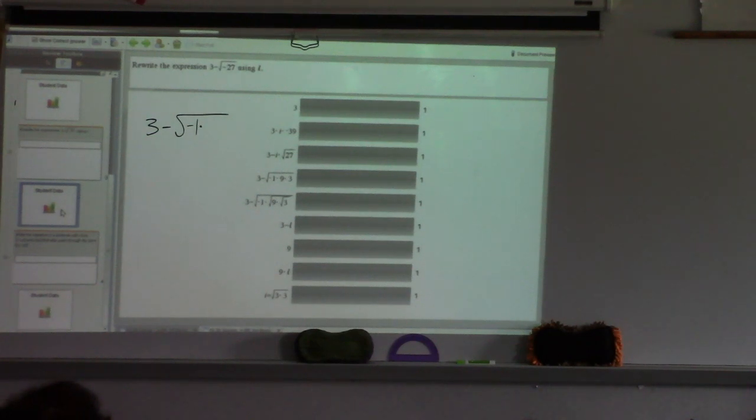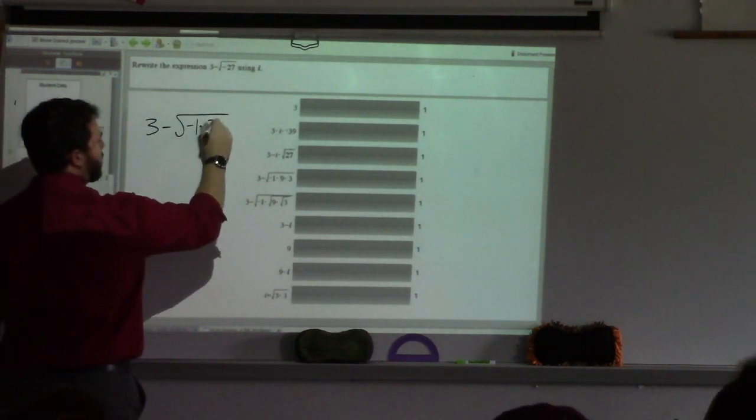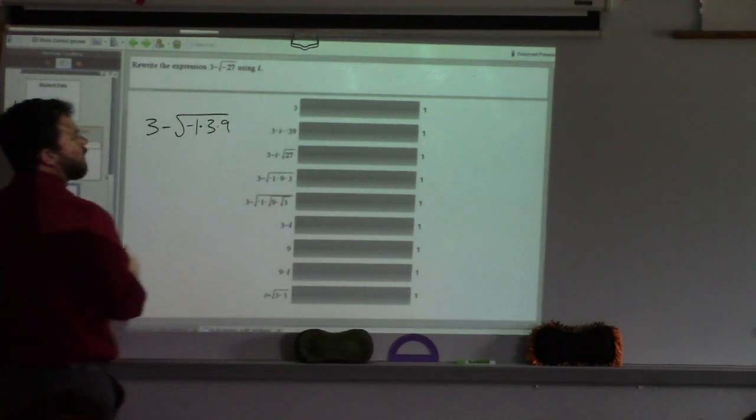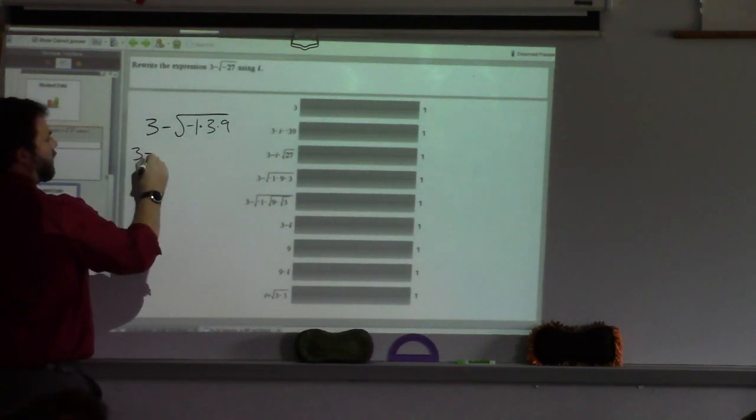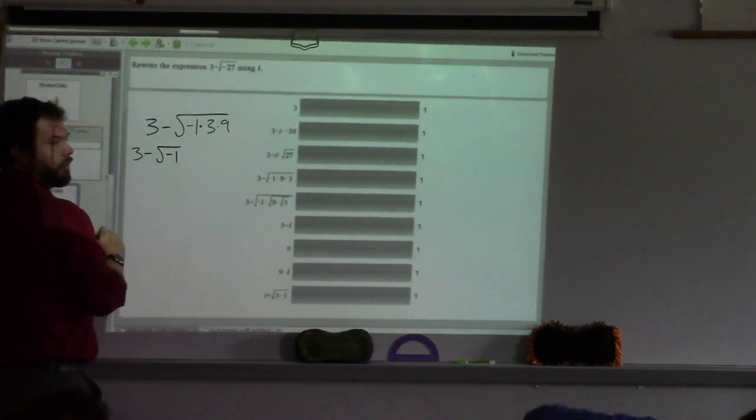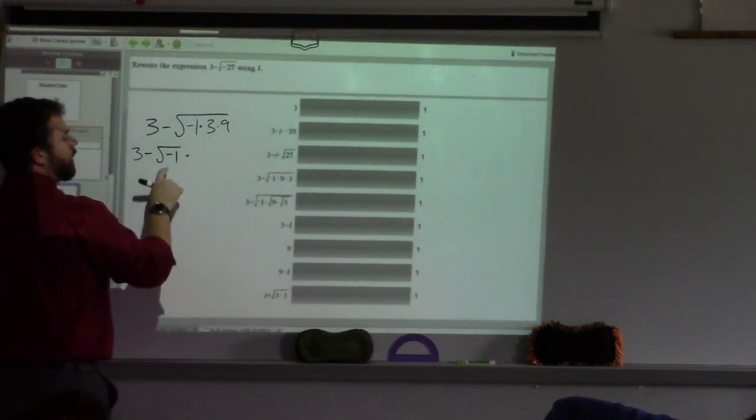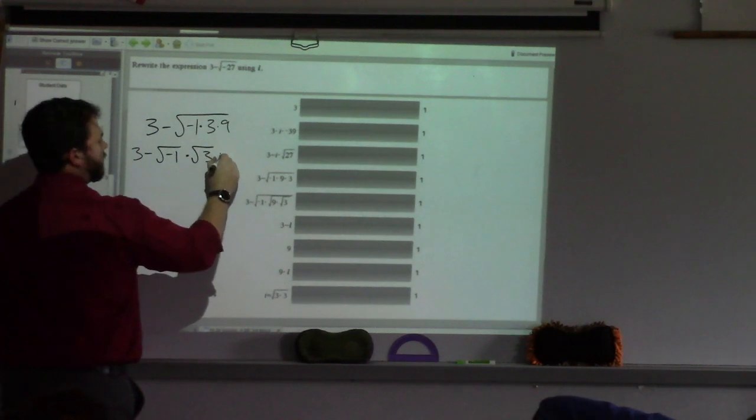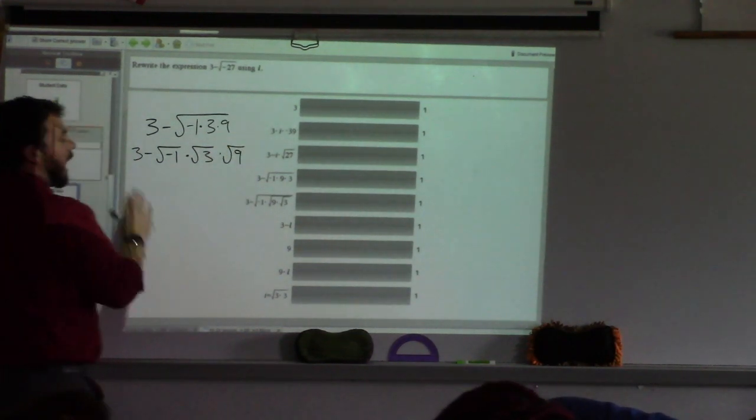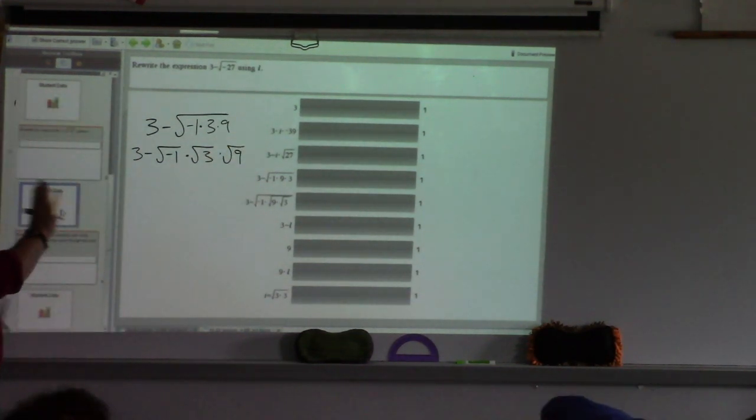Now, are there any other factors of 27 that I can take the square root of? 9. 3 and 9. So this would be 3 times 9. Remember, all it is, is splitting up your square roots into those different factors. It's going to be the square root of 3 times the square root of 9. I personally would write it out this way every single time.